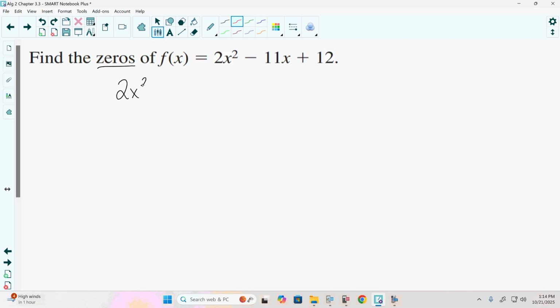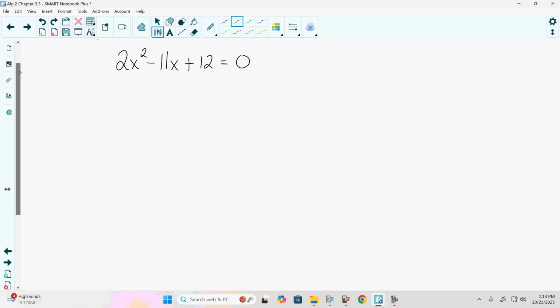So really what it's telling us to do is to figure out what values of x is going to make this function be 0. We call them the zeros, the solutions, the x-intercepts. They are all the same thing. So we're really solving for 2x squared minus 11x plus 12 equals 0. We're just trying to find out what value of x will make this be 0.